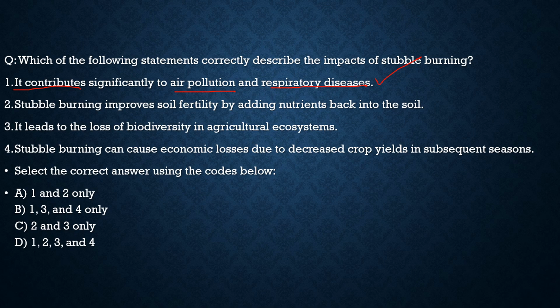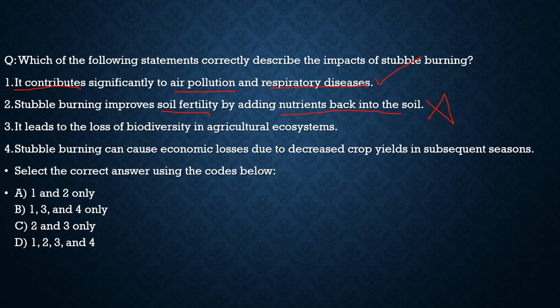Second statement, stubble burning improves soil fertility by adding nutrients back into the soil. No, it is not the stubble burning which improves the soil fertility. If stubble is buried into the soil, it can increase the soil fertility by adding the nutrients. But when we burn the stubble, it degrades the nutrients in it, and it decreases the fertility of the soil. So statement 2 is incorrect here.